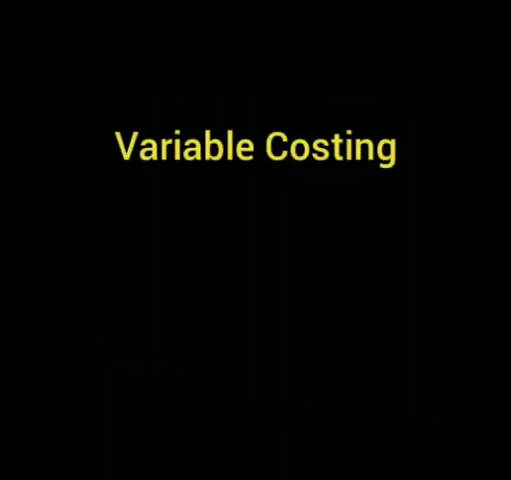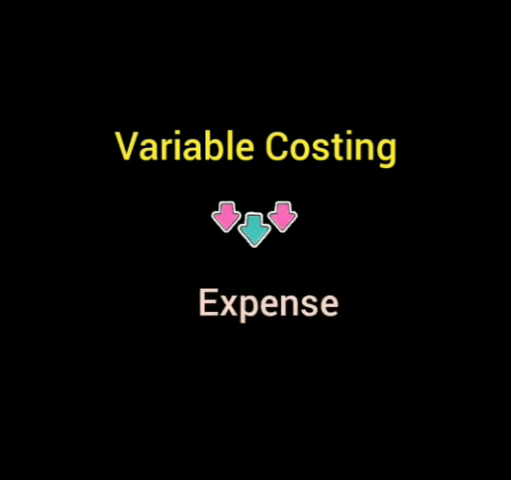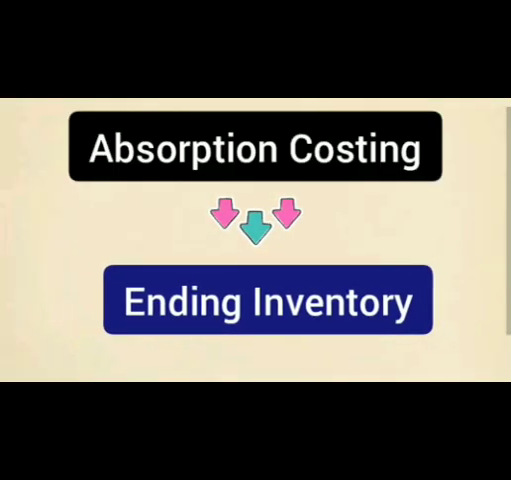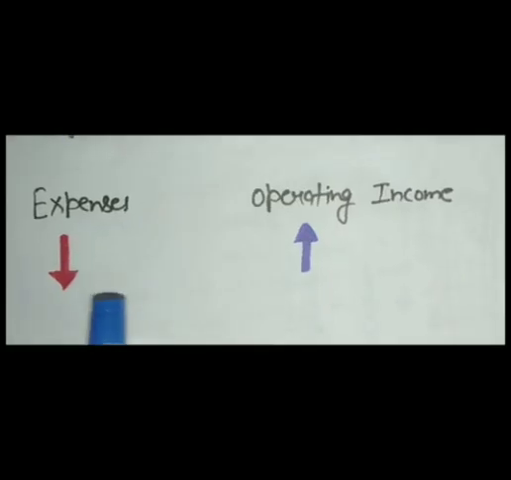Variable costing charges this amount as expense, whereas absorption costing carried this amount in ending inventory, due to which expenses are lower and operating income is higher under absorption costing.